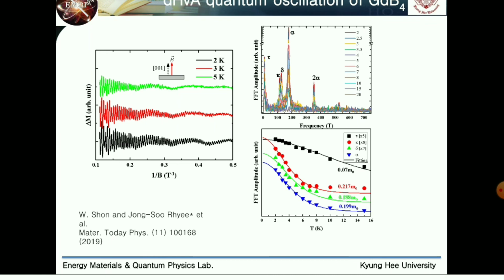And this oscillation amplitude has much information on various physical parameters, such as the effective mass, the relaxation time, the mean free path, and so on. Yeah, it is very good. It is very fruitful for investigating experimental quantum oscillation.